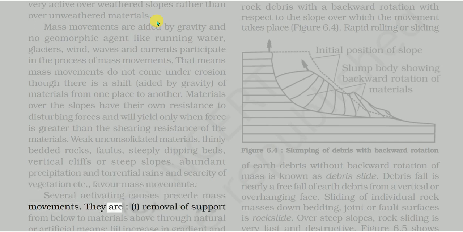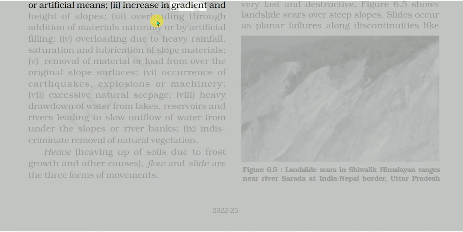Several activating causes precede mass movements. They are: 1. Removal of support from below to materials above through natural or artificial means. 2. Increase in gradient and height of slopes. 3. Overloading through addition of materials naturally or by artificial filling. 4. Overloading due to heavy rainfall, saturation and lubrication of slope materials. 5. Removal of material or load from over the original slope surfaces. 6. Occurrence of earthquakes, explosions or machinery. 7. Excessive natural seepage. 8. Heavy drawdown of water from lakes, reservoirs and rivers leading to slow outflow of water from under the slopes or river banks. 9. Indiscriminate removal of natural vegetation. 10. Heaving up of soils due to frost growth and other causes.